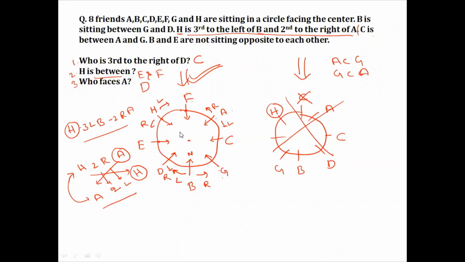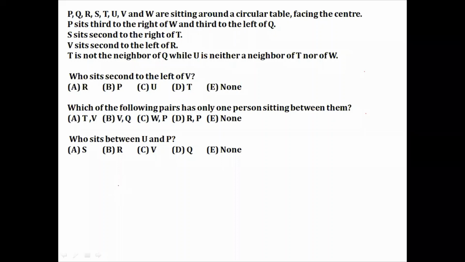Okay, so this is how you need to solve. So 8 people are there: 1, 2, 3, 4, 5, 6, 7, 8. If you observe, most of the questions have 8 people, which means that is the most important one.